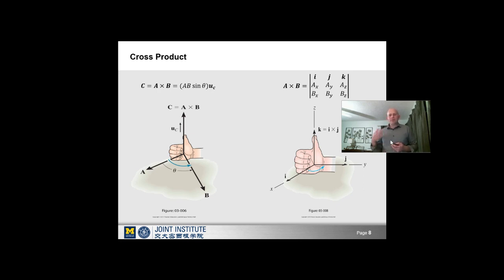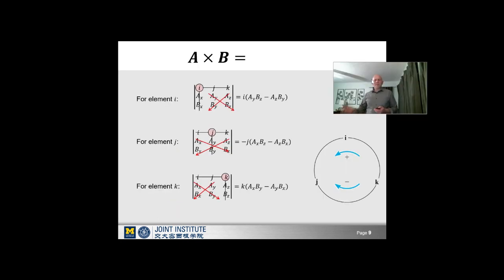Now, if you recall, though, there are some good sign rules that help you keep up with the signs as you take the determinant and multiply out those terms. A cross B is equal to some I, J, and K components. So you can see on the left side here of the slide, we have for element I, for element J, for element K, the three components in the different areas.